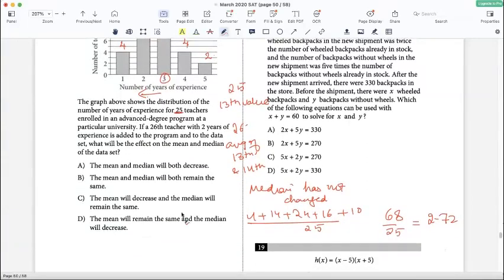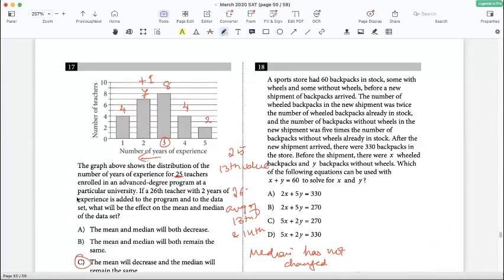So that would be 70 by 26. So 70 by 26 would be 2.69. So you can see that the mean has reduced while the median has remained the same. The mean will decrease and the median will remain the same, option C.